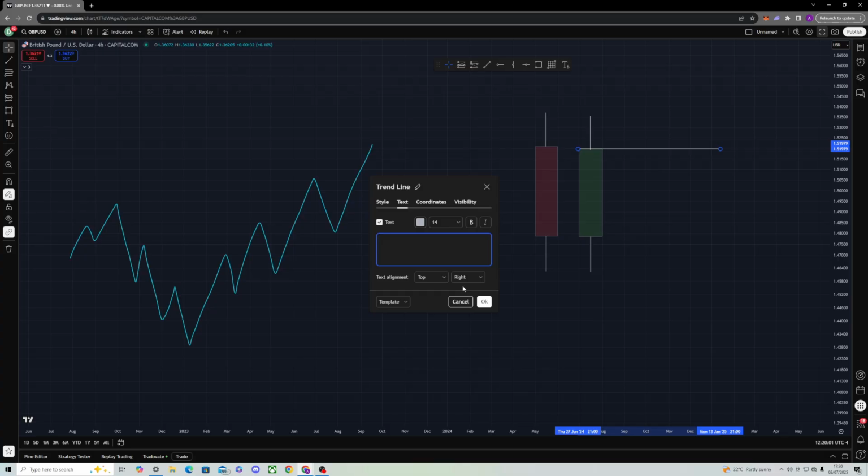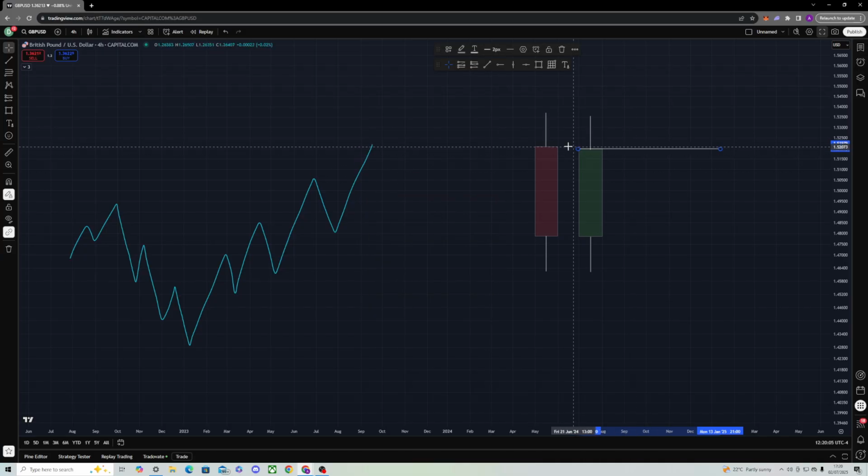The body tells you where price closed and opened. Let's say this is a 1 hour candle. This is what price has done in the last hour.